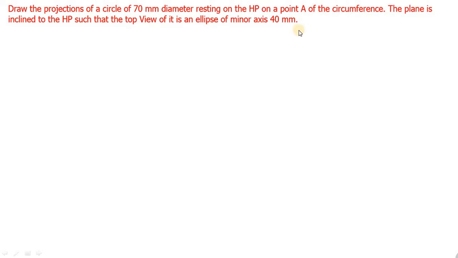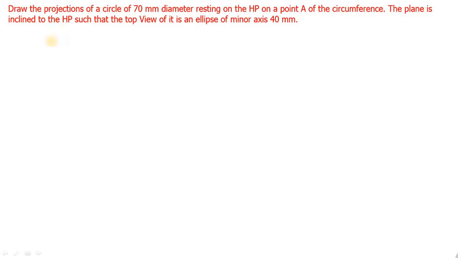minor axis 40 mm. In the previous video we have seen one particular problem, the same circular plate, in which the inclination of the plane with HP is given and we have drawn the top view accordingly. But here it is just opposite to that problem. Here it is given that it is a circular plane resting on HP. The inclination with HP is not given.